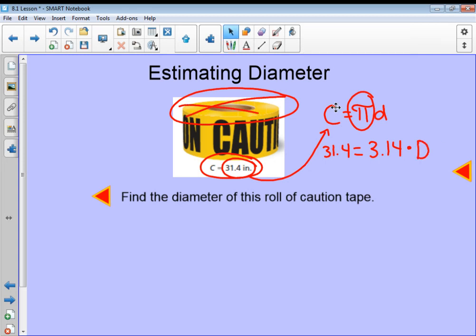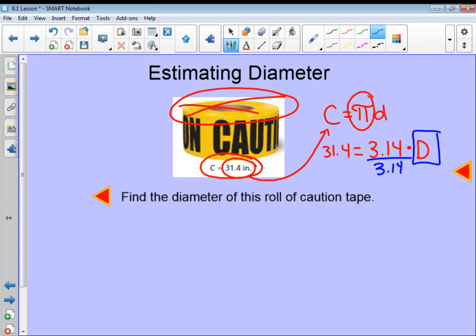Okay, so now you're going to reference back to what you guys did way earlier in the year, where you're working to get this D all by itself. I want it to say D equals, or have D by itself on one side. Right now it's 3.14 times D. So how would I get rid of that? I would divide by 3.14 to get rid of this multiplying by 3.14. Whatever I do to one side of the equal sign, I have to do to the other, 3.14.